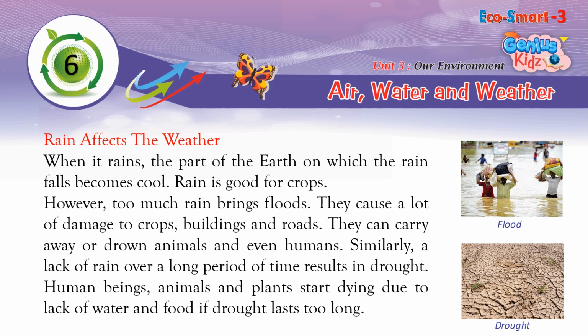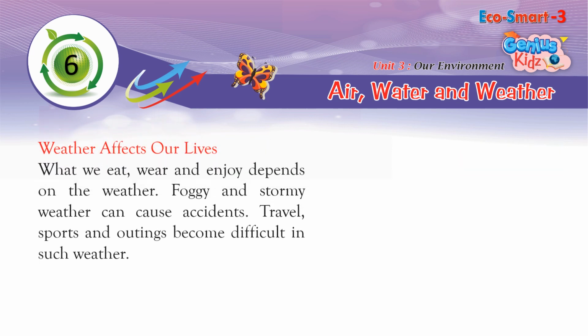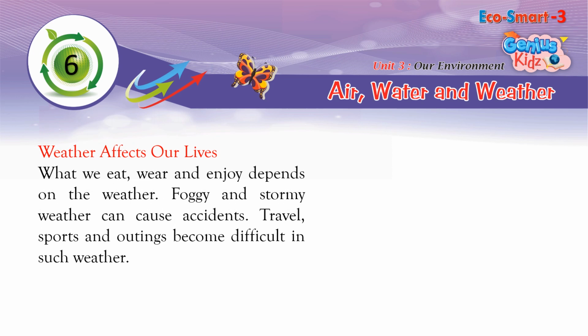Similarly, a lack of rain over a long period of time results in drought. Human beings, animals, and plants start dying due to lack of water and food if drought lasts too long. Weather affects our lives. What we eat, wear, and enjoy depends on the weather. Foggy and stormy weather can cause accidents. Travel, sports, and outings become difficult in such weather.